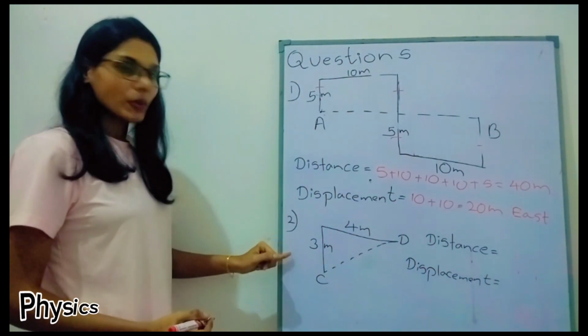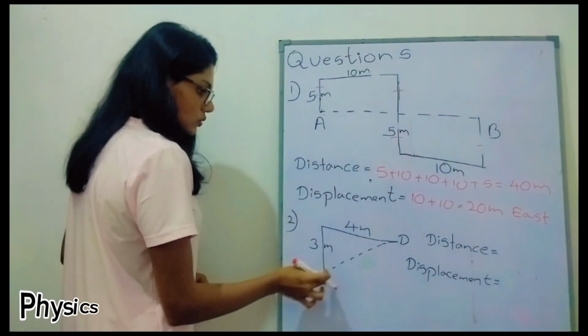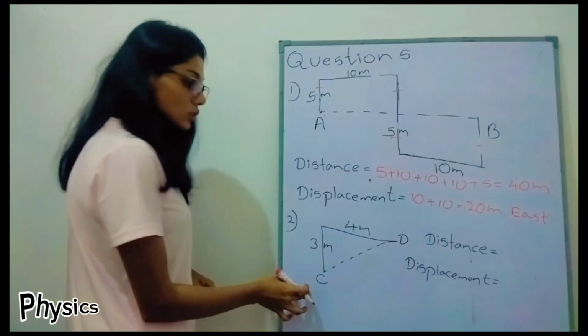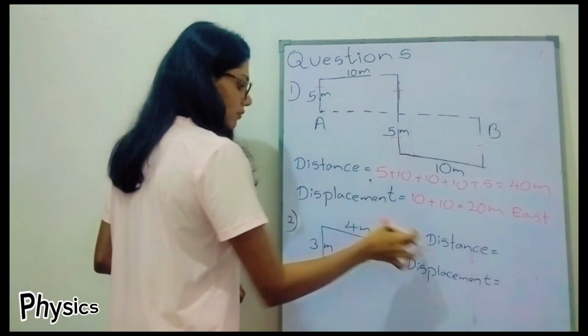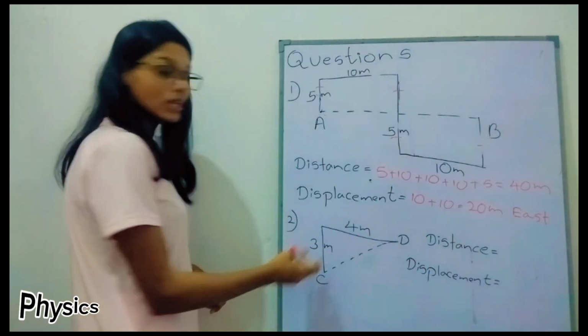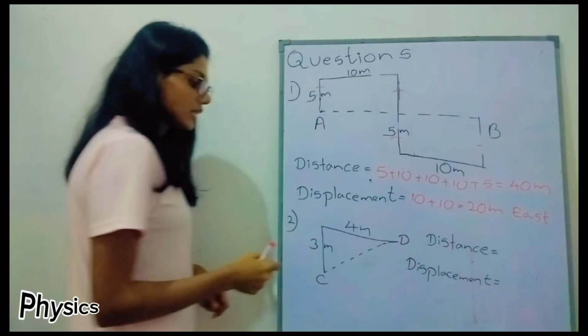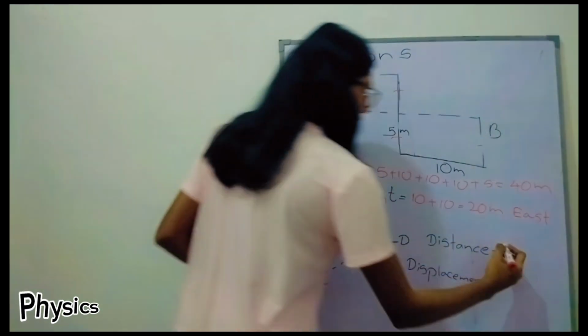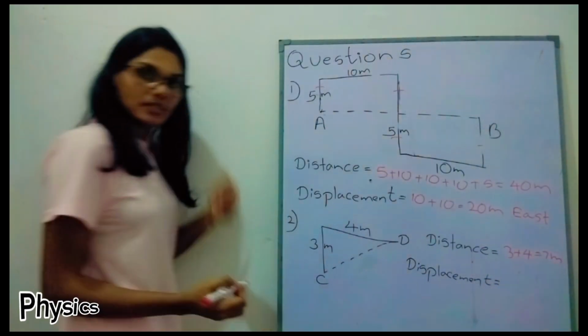Then in the second question, we need to find distance first. So from point C to point D, first we need to move this way and then we need to move to the east. First to the north and then to the east. So we have 3 plus 4, which is 7 meters.